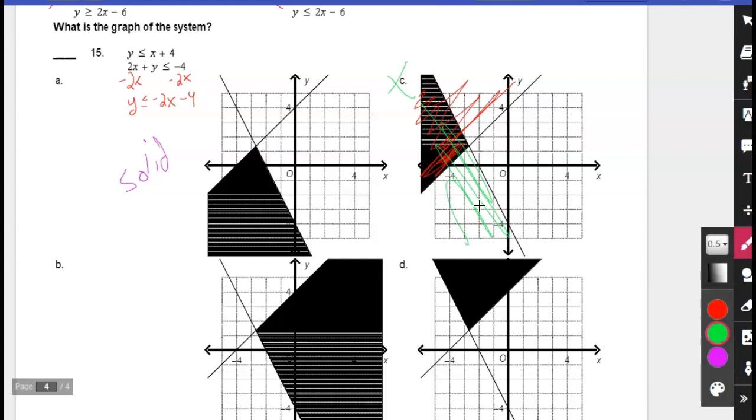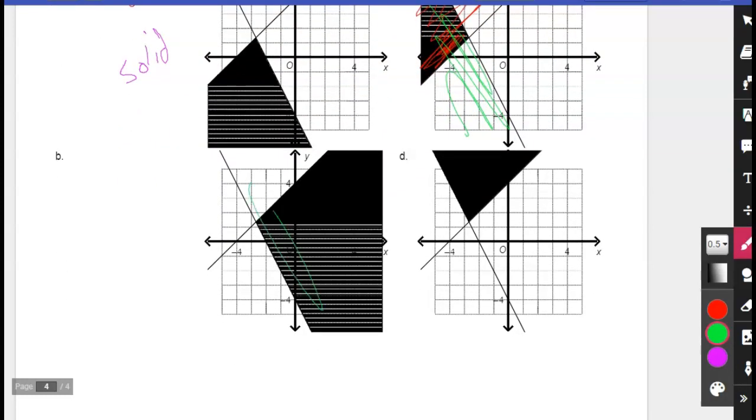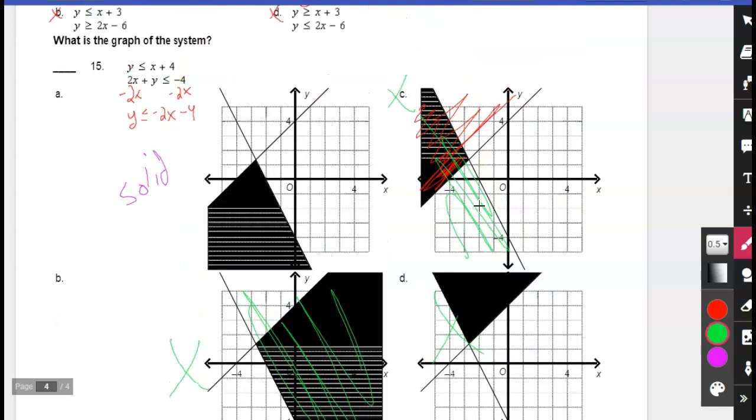So it can't be that one. Kind of the same thing over here. This is shaded above the line. Can't be that one. These are both shaded above the line. Can't be that one. Letter A are both shaded below. Shaded below both of these lines. And again, if I graph this, I would have had them graph like that. There's my answer. Both below is A.